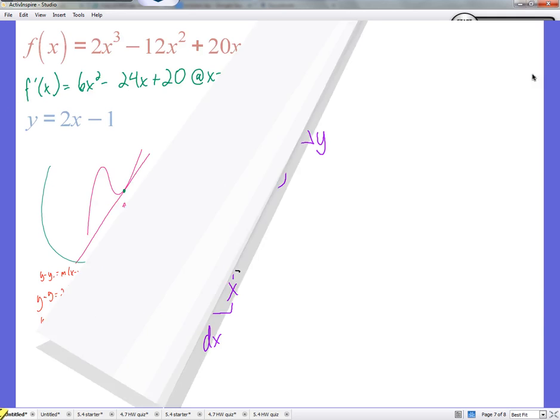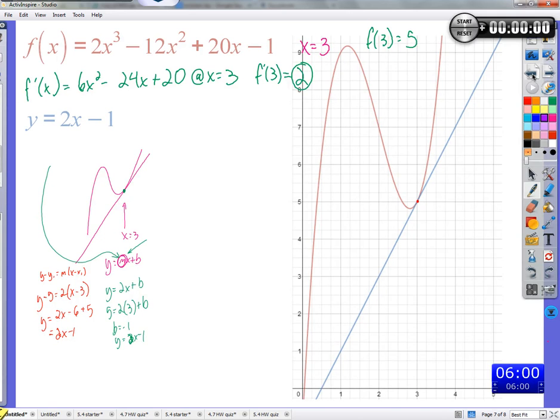Okay. Let's go back real quick to what we did to find the equation of the tangent line. What was the first thing we did to find the equation of the tangent line? Take the derivative, plug in the x value, whatever that x value is. So for us it was 3, specifically.